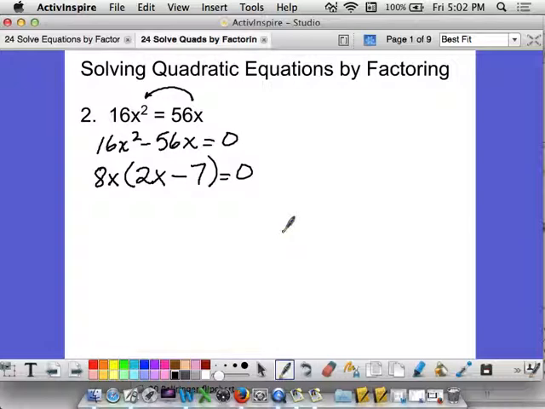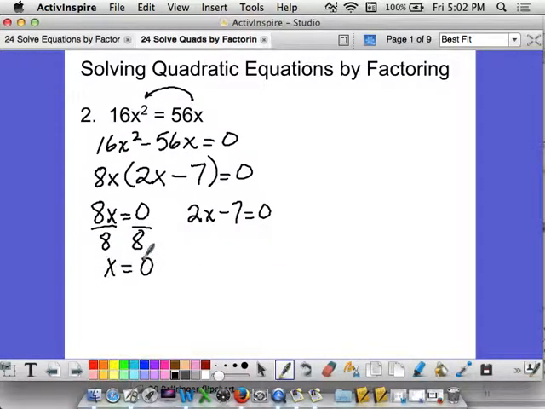Once you get here, I need to figure out what x is going to be if it's set equal to 0, so this whole term. So I'm going to set this monomial, 8x, equal to 0, and I'm going to set this binomial, 2x minus 7, equal to 0. Solve for both. Divide both sides by 8. X equals 0. Add 7. 2x is equal to 7. And divide by the coefficient 2.